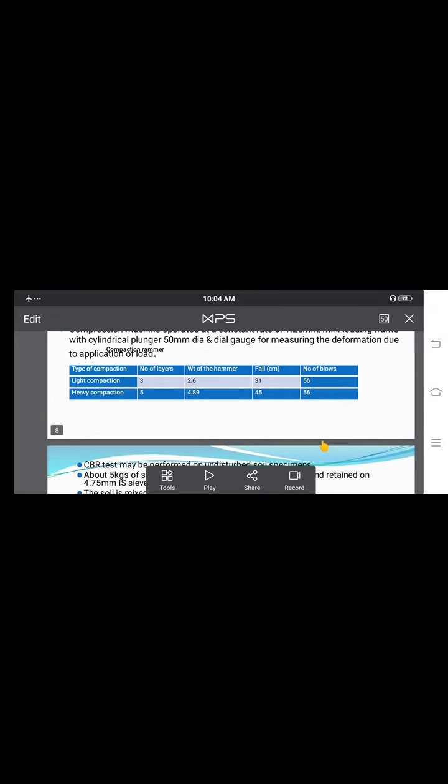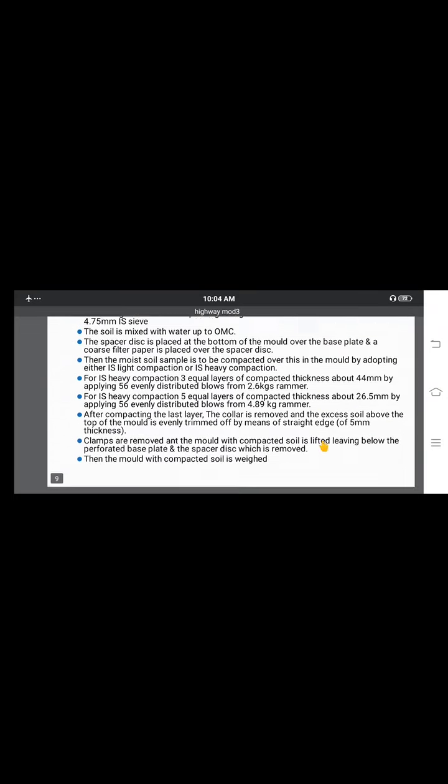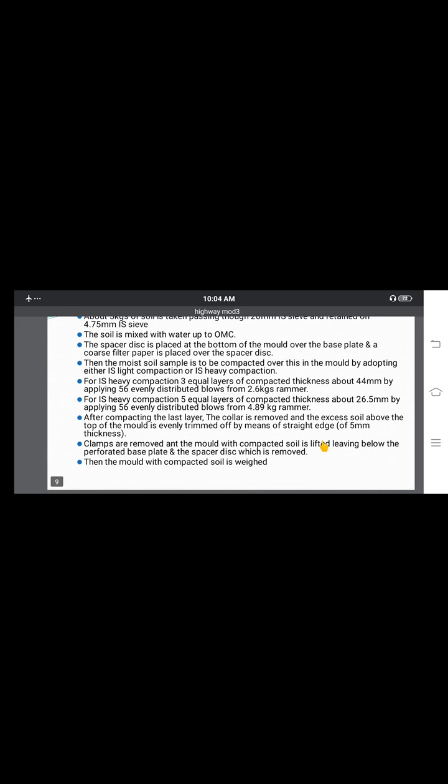How many layers depends on whether it is a light compaction or a heavy compaction. If it is a light compaction, 3 layers with a 2.6 kg hammer. If it is heavy compaction, then it is 5 layers with a 4.89 kg hammer.